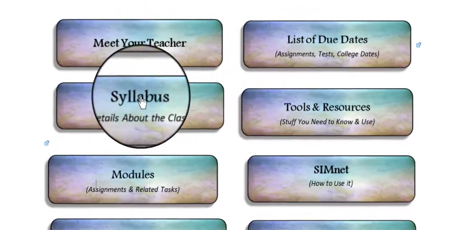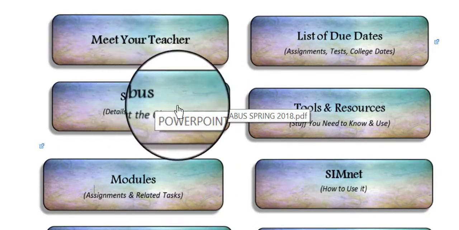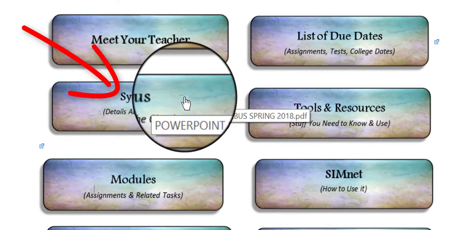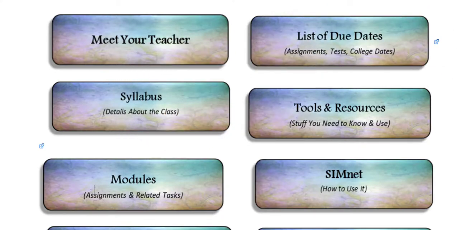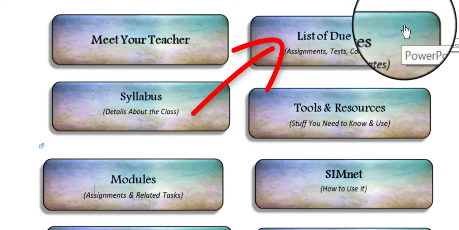One of the more important ones, at least in the beginning of the class, is this one. This is the syllabus button. Now I know I already sent you one through email before the class started, but if you lose it or you want to see it again, you can just click this button here and a copy of the syllabus will open for you.